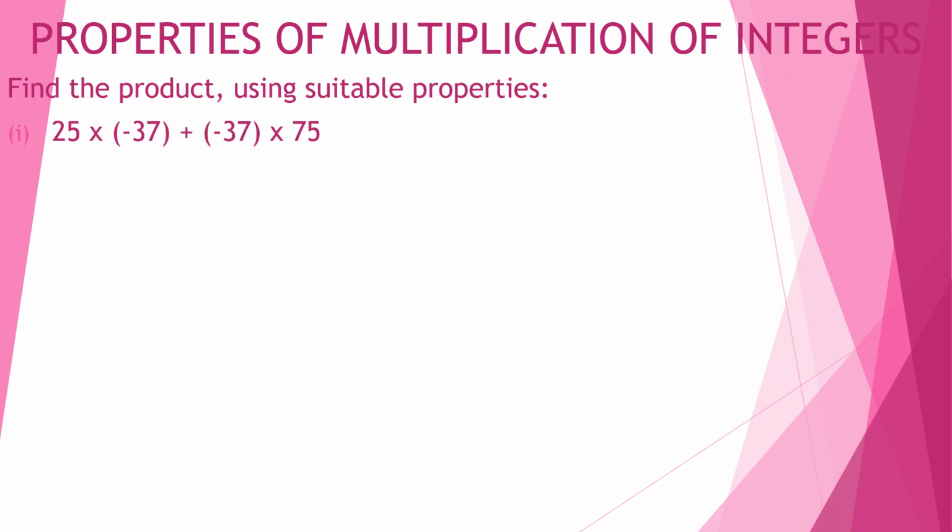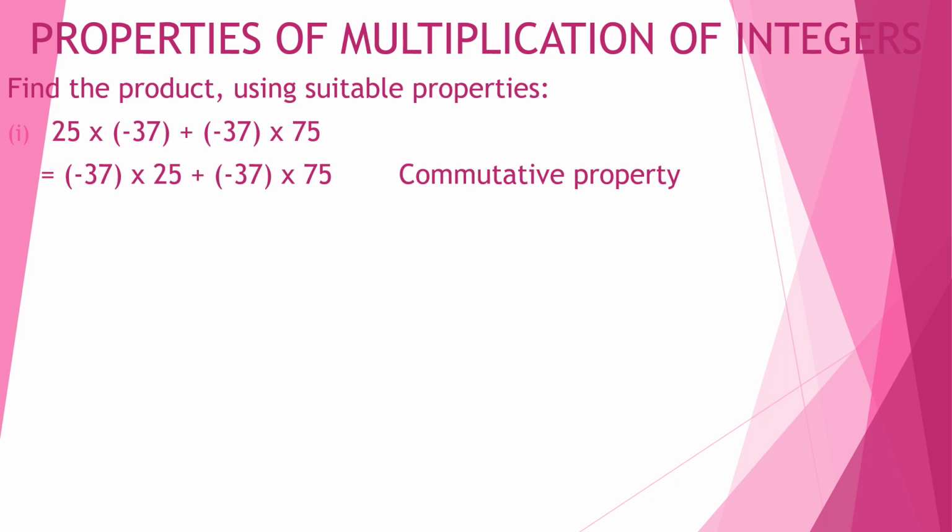Let's find the product using suitable properties. Now 25 into negative 37 plus minus 37 into 75. I use commutative property and interchange the places of 25 and minus 37.